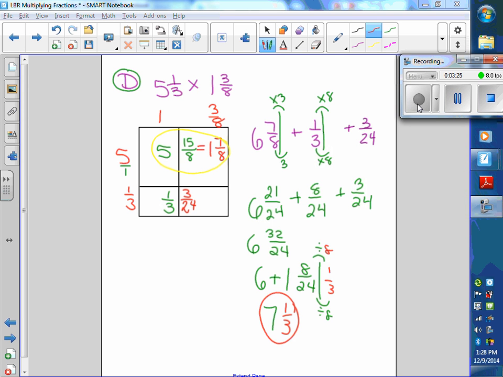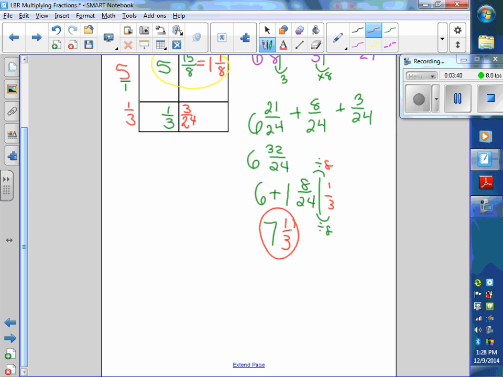So on that worksheet, 7 and 1/3 is "told." Do you see the word told? So that goes under letter D. Yay. Should we do another one? Sure. E?